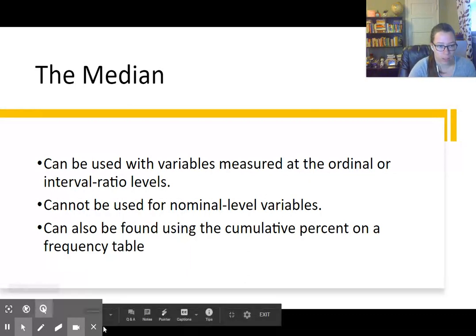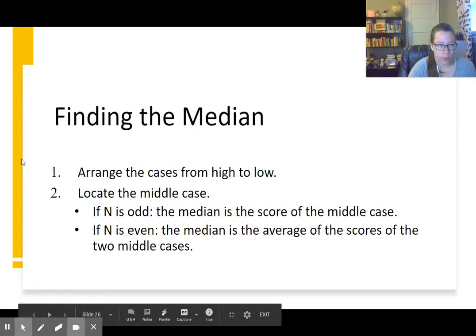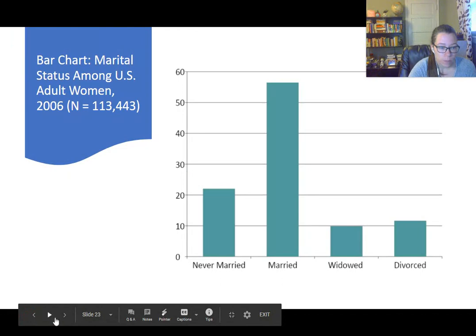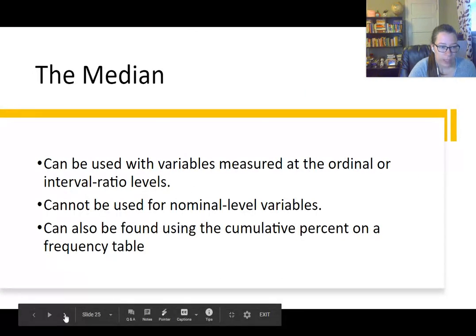So going back to this one here. Nope, that's not the right direction. Whoops. Okay, we'll get there in a minute.